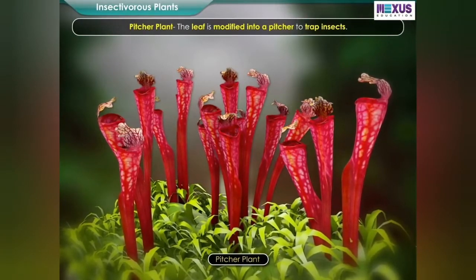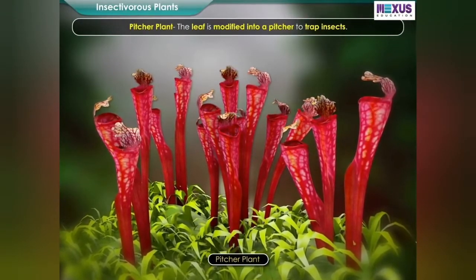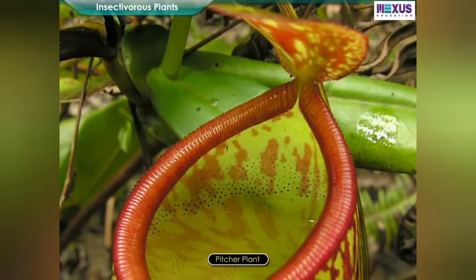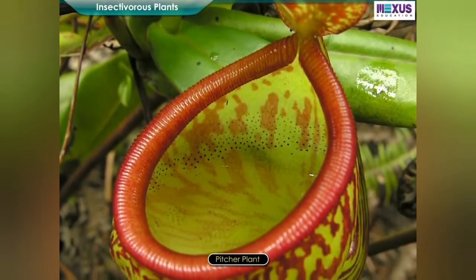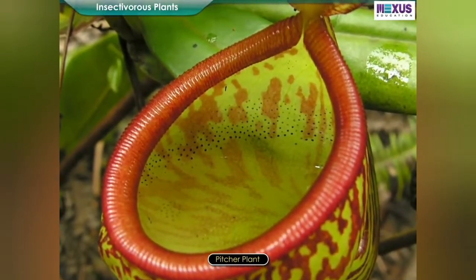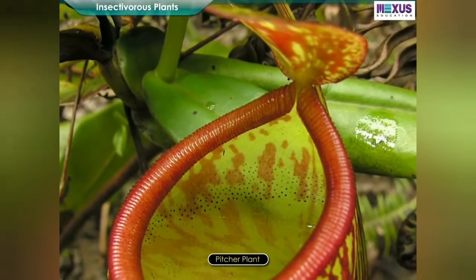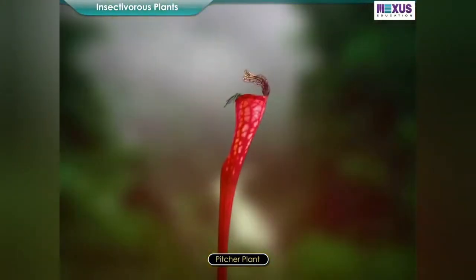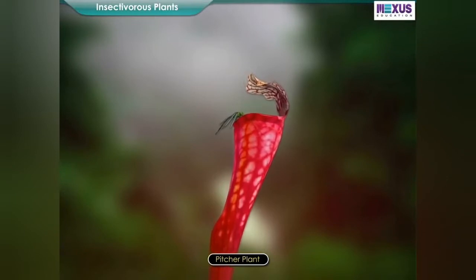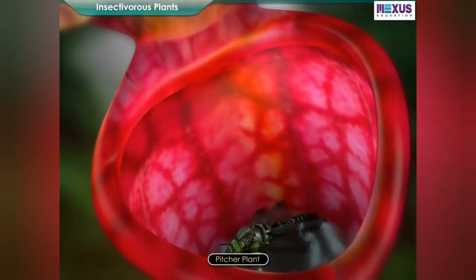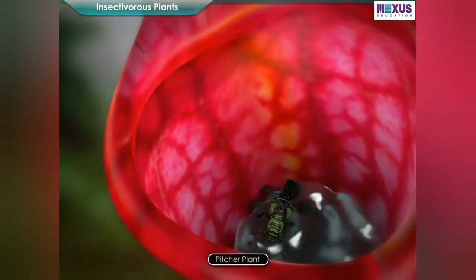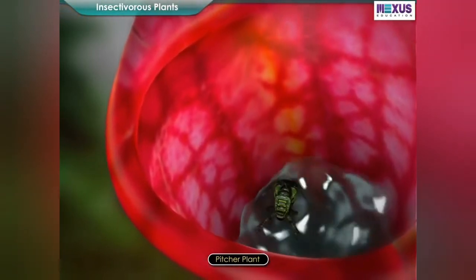Pitcher plant. The leaf is modified into a pitcher to trap insects. The anterior part of the petiole is coiled like a tendril that holds the pitcher in an erect position. The leaf apex forms the lid. Once the insect enters the pitcher through the opening, it slips downwards and the lid closes. The insect is digested by the various enzymes or juices.